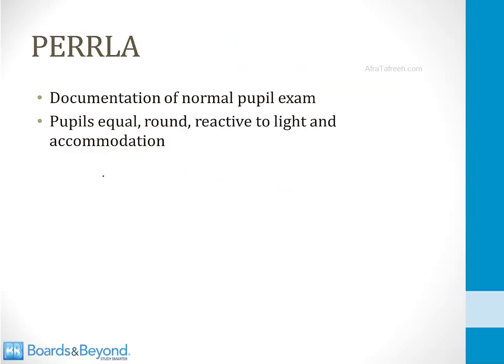And finally, on your clinical rotations, you will often see PERRLA documented in the clinical chart. This is the way we document a normal pupillary exam. It stands for pupils are equal, round, and reactive to light and accommodation, and it means you've examined the pupils, tested both of the reflexes, and found them to be normal.